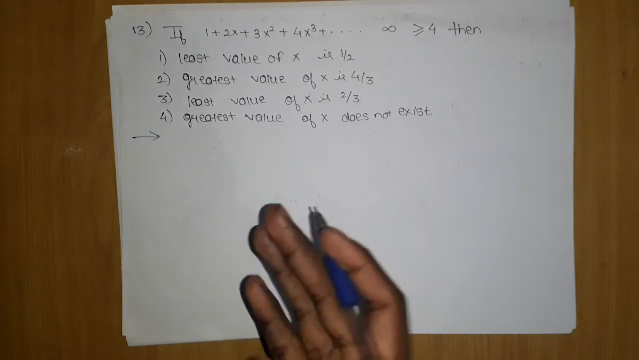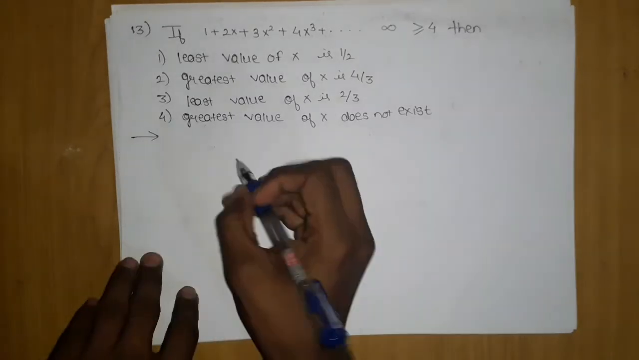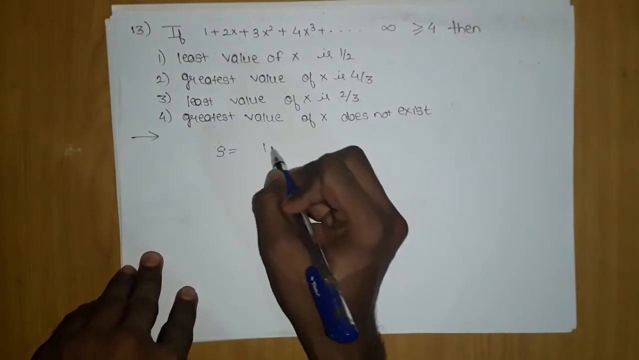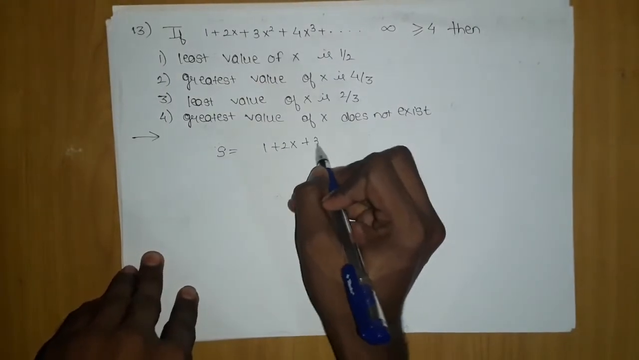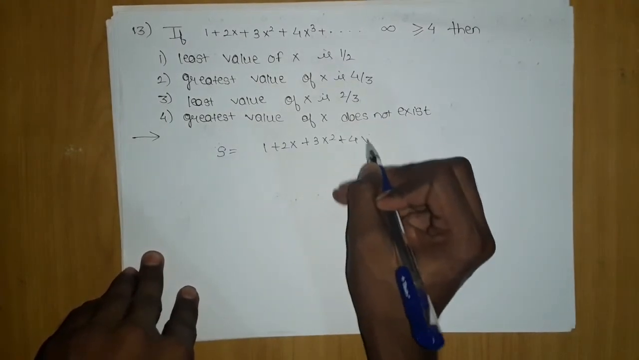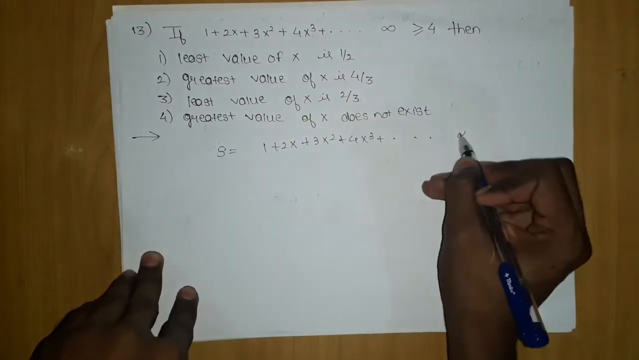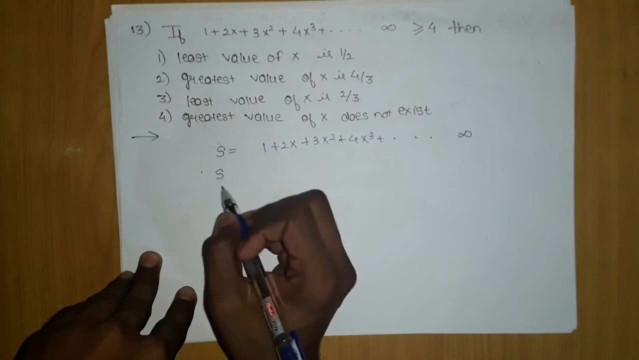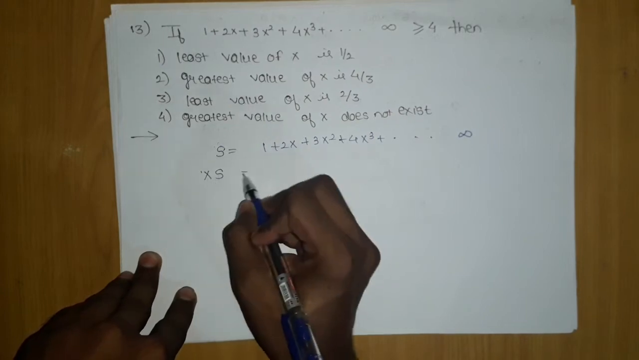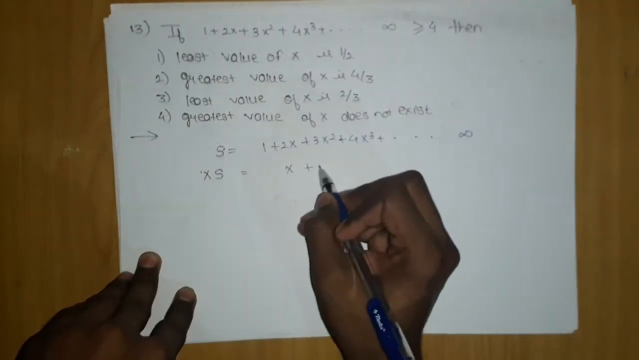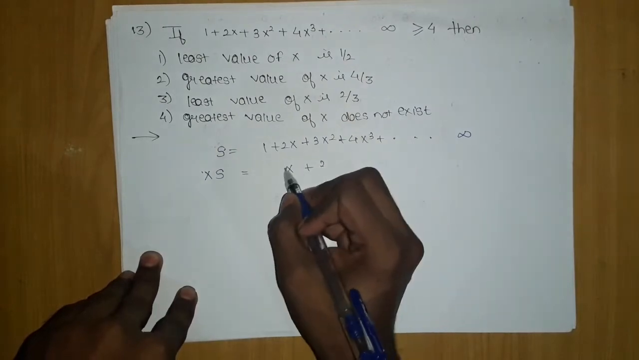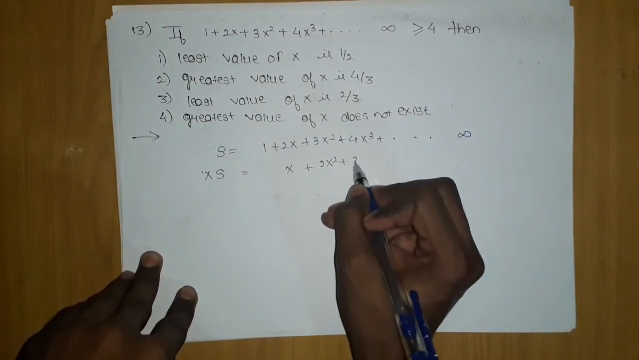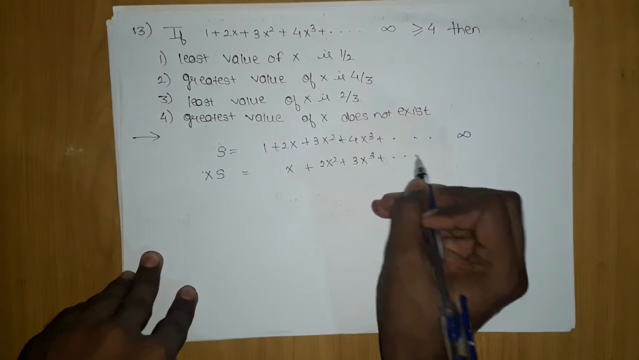Okay, it is clearly an AGP. So I will take the steps. First I will write this as a series: 3x square, 4x cube. Write it as a series, and then again write it and multiply with the common ratio, which is x, and move one step ahead all the terms. This will become x, this will become 2x square, 3x cube, and so on for all the terms.